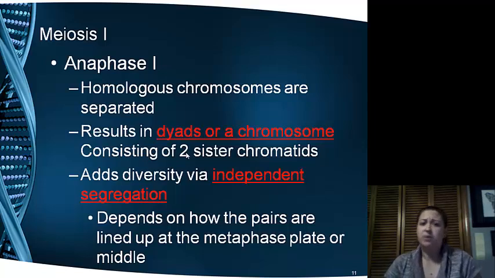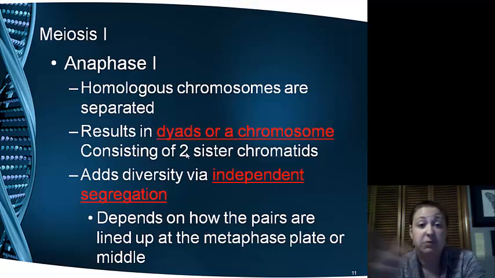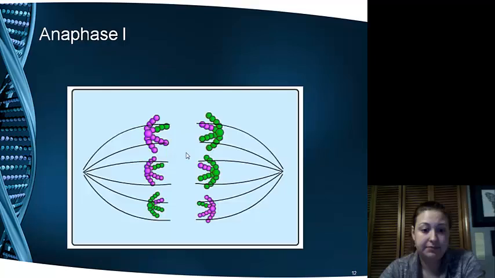Moms don't all line up on one side and dads on the other. Sometimes they're just completely mixed. So depending on which chromosome you get, whether you get mom's number 1 and dad's number 2, that can add variation. In anaphase, again, these chromosomes with two sister chromatids are pulled apart.